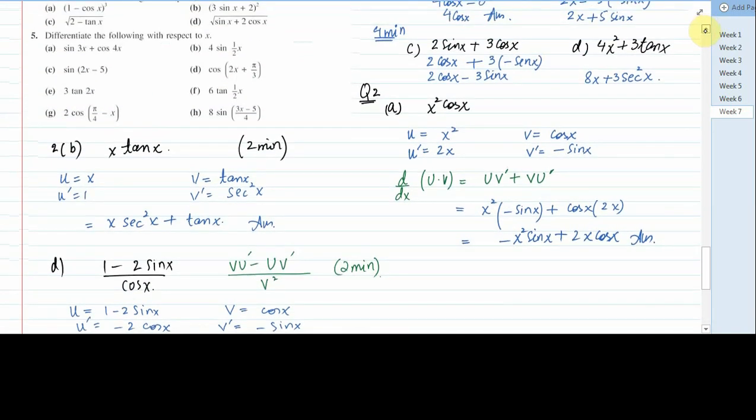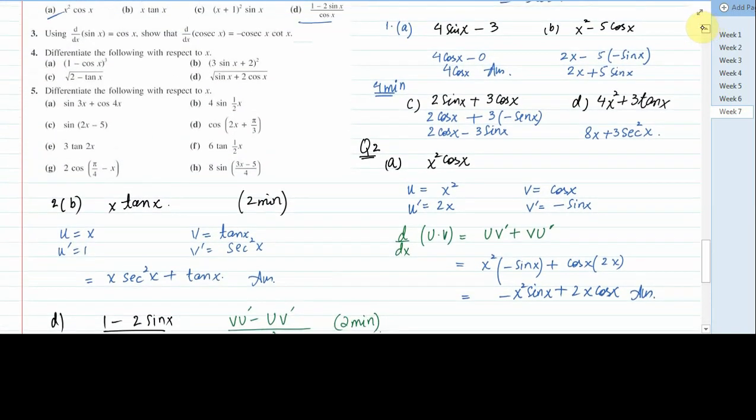Alright. After that, we have done question number 2, and we have learned how to apply u upon v and u into v in trigonometry.